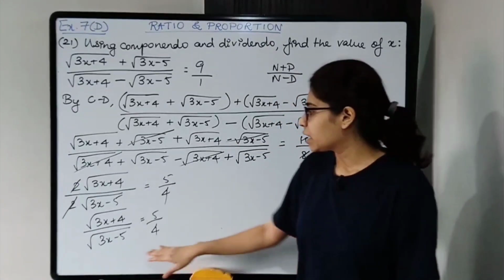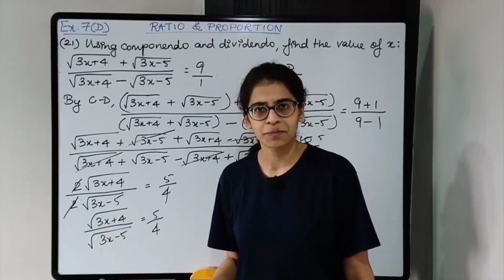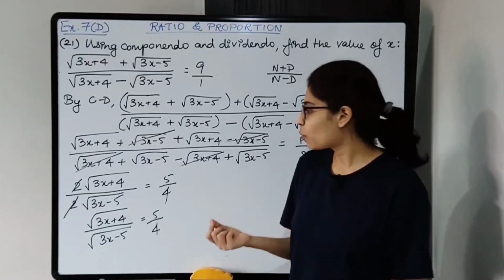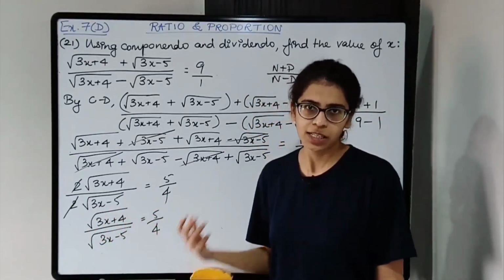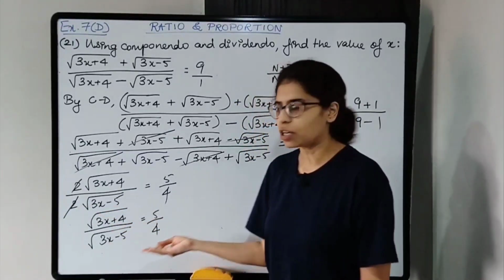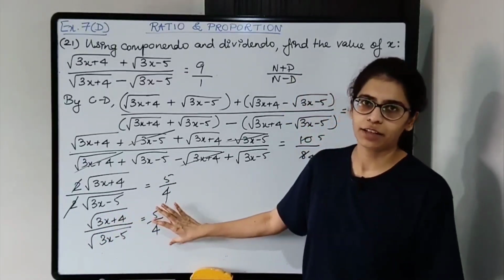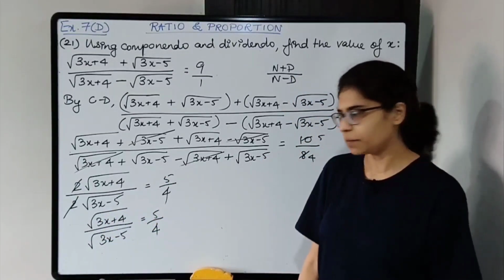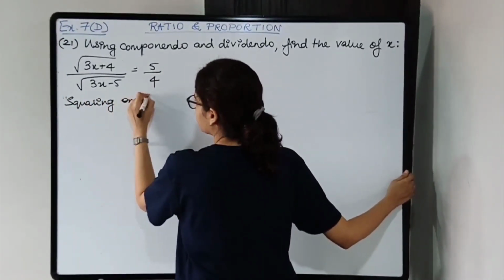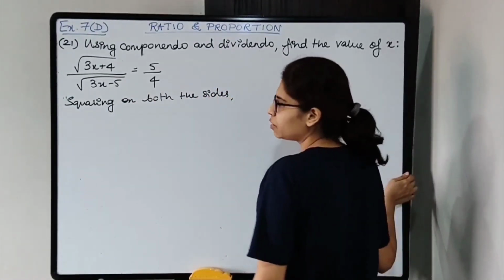Okay, now we need to find the value of x and we have root over here. So we need to remove the root. For that we'll square. Okay, so we'll square on both the sides simultaneously. When you square, numerator will get squared, denominator will also get squared. Same thing over here. Entire numerator, denominator, it will get squared. Okay, so squaring on both the sides. You have to write down the statement, you have to give the reason.